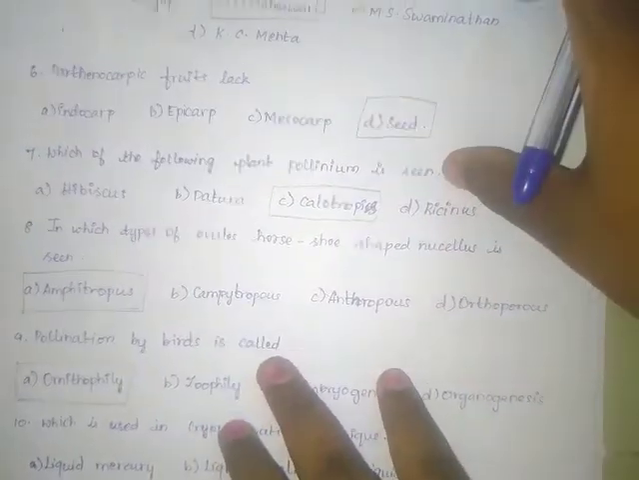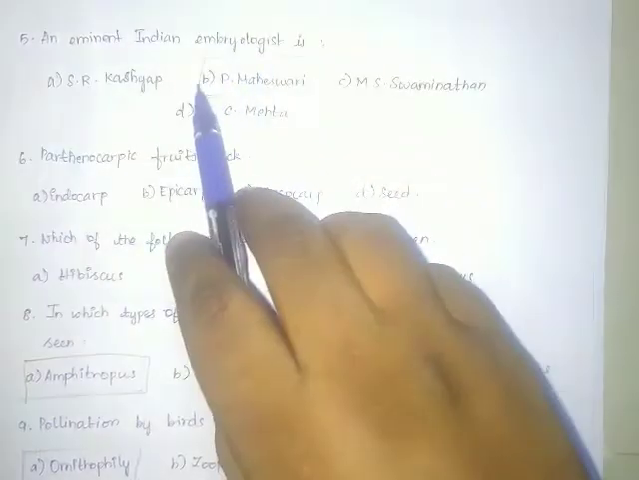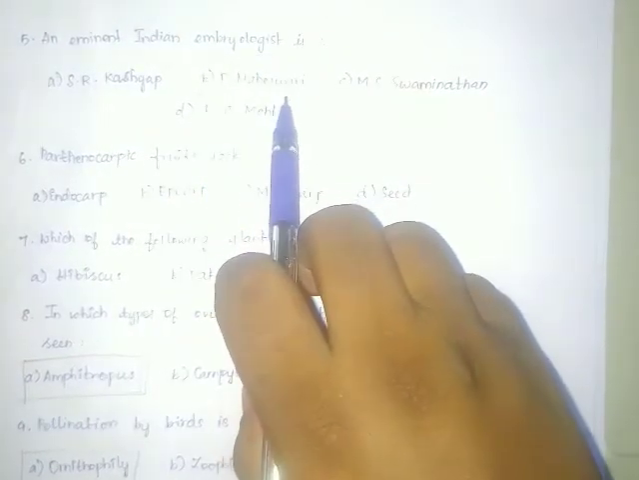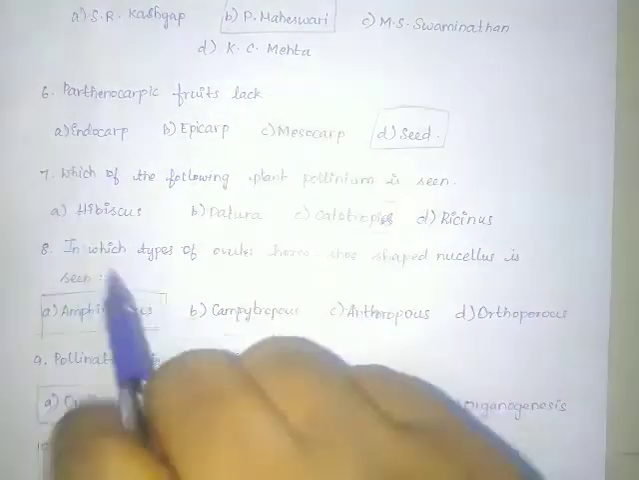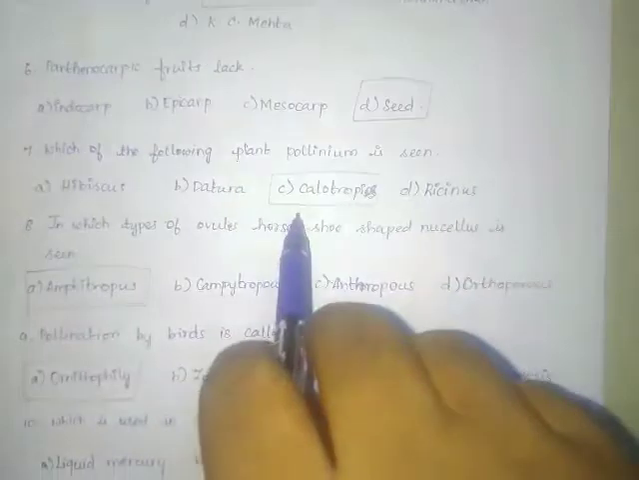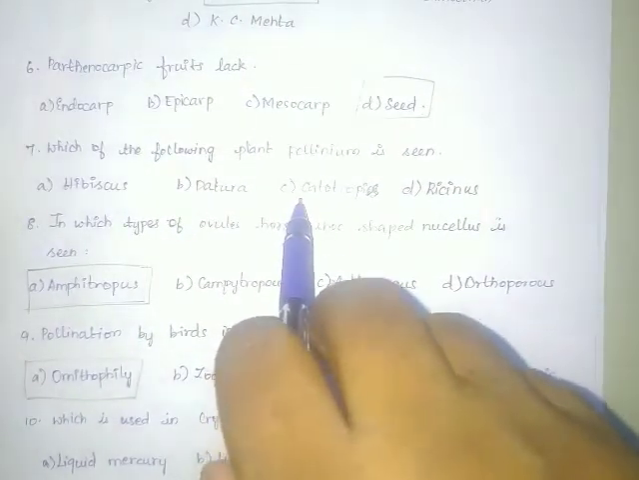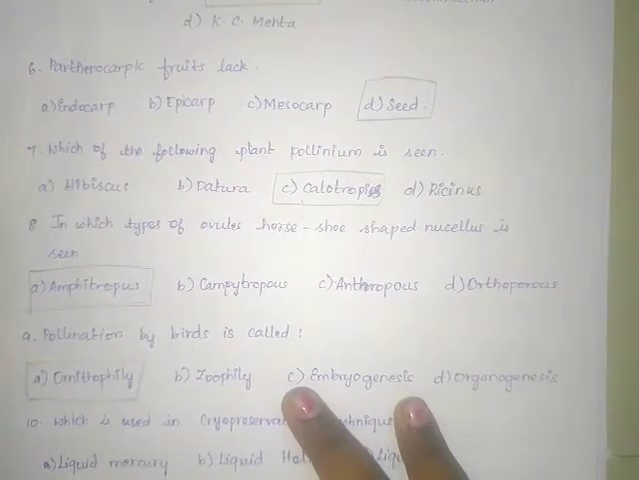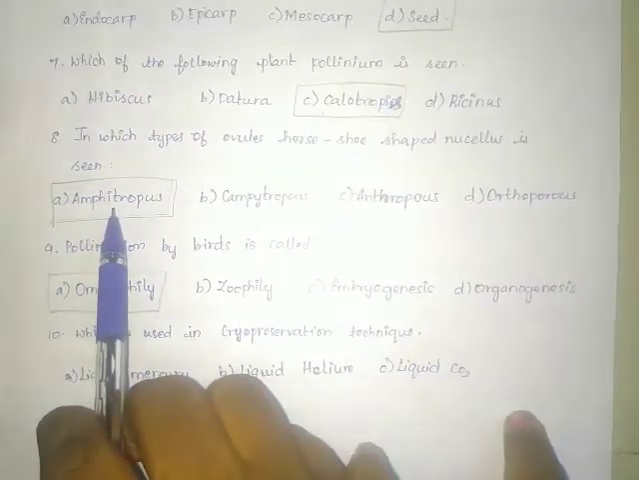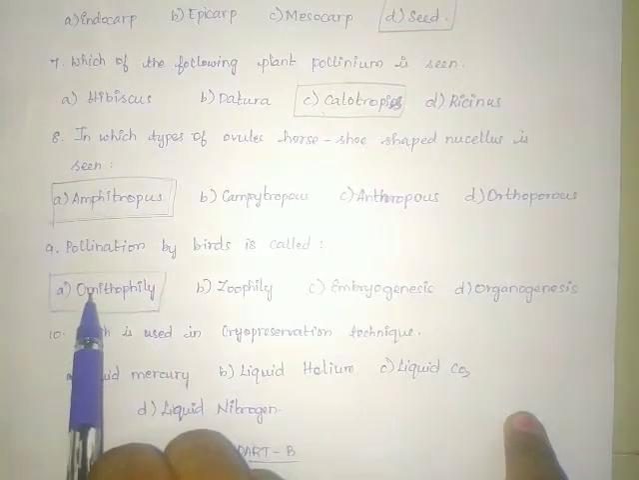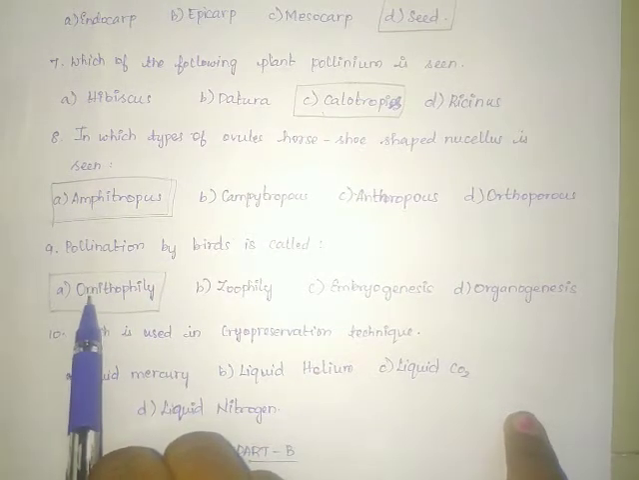Then for fifth question, the correct answer is option B, P. Maheshwari. Next, for sixth question, the correct answer is option D, seed. Next, for seventh question, the correct option is option C, Calotropis. Next, for eighth question, the correct option is option A, Amphitropous. For ninth question, the correct answer is option A, Ornithophily.